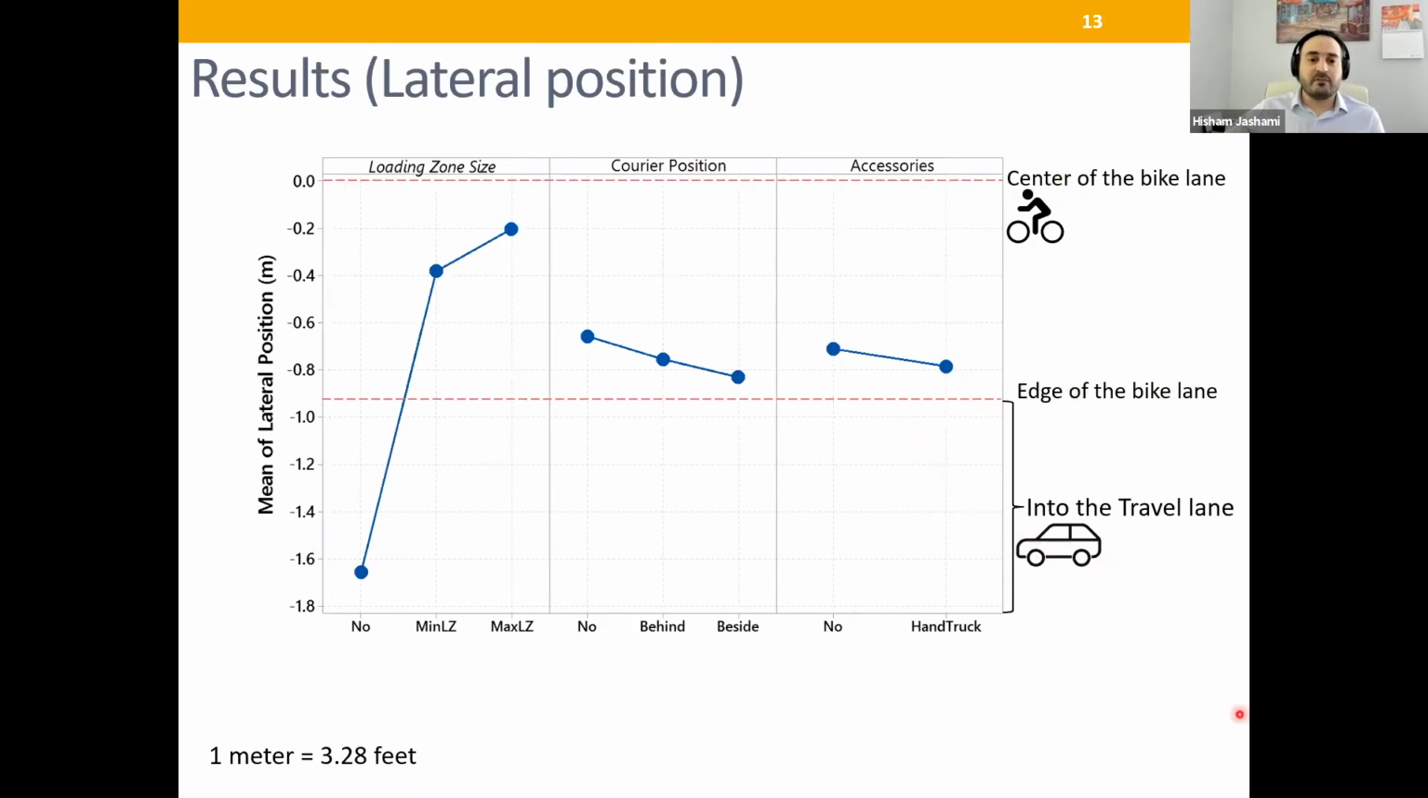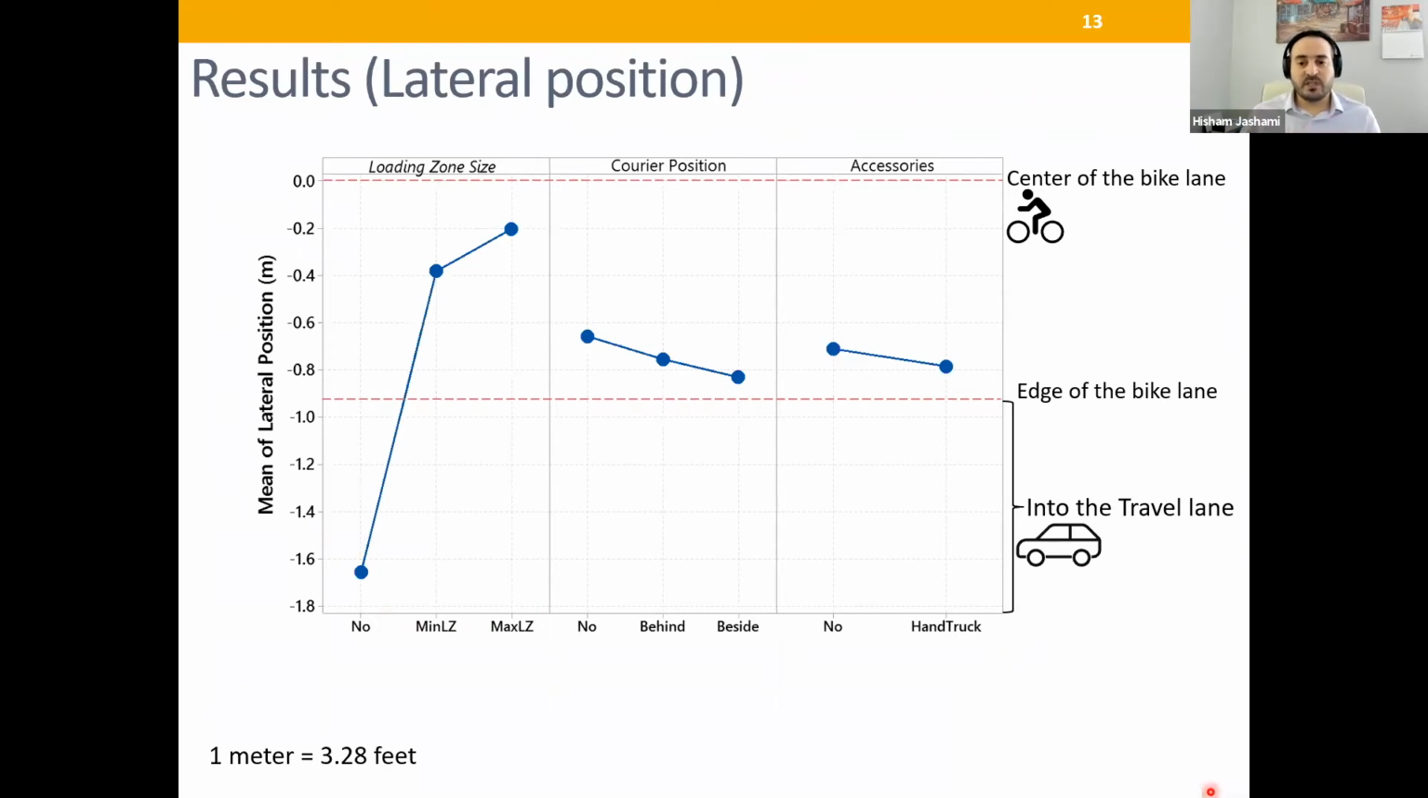So by looking at this graph, you will understand that regardless of the carrier position and accessories, a cyclist diverged the least with a parked truck in the maximum loading zone compared to the minimum and no loading zone scenario. So if you look at this point, we have the least divergence. And of course, the opposite with the no loading zone, when the truck parked on the bike lane. So we have the highest divergence, they are actually in the travel lane. And we will see examples.